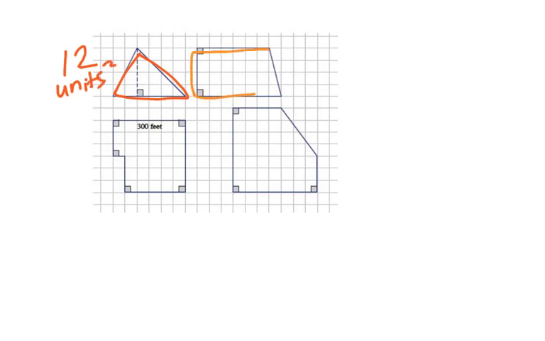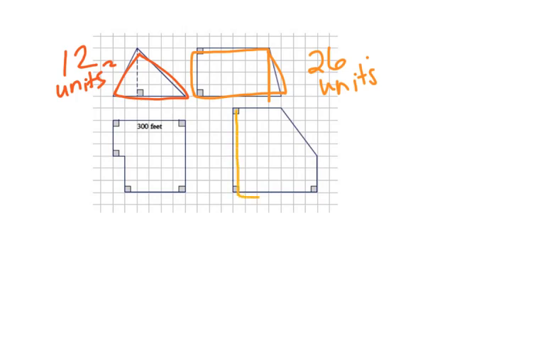Then we can go here to this trapezoid. You can either treat this as a rectangle and a triangle or treat it as a single trapezoid. When you use the formula, you end up with 26 units squared.